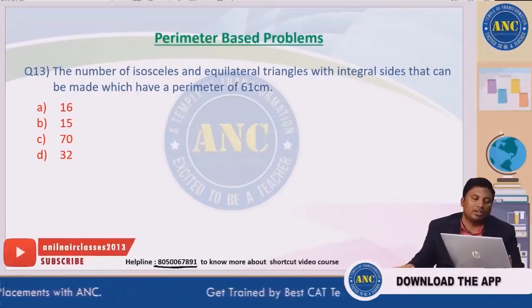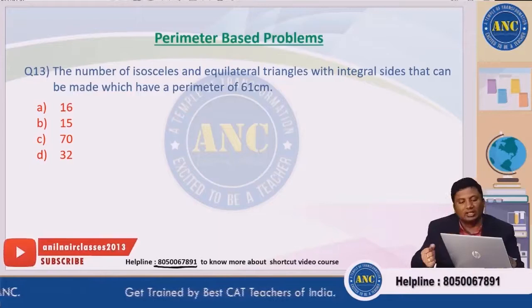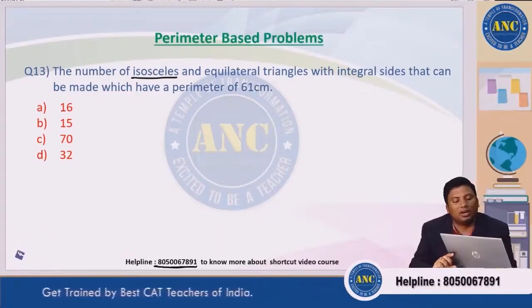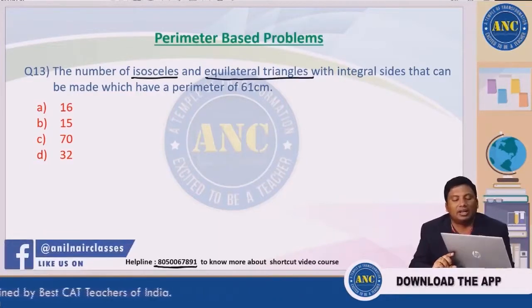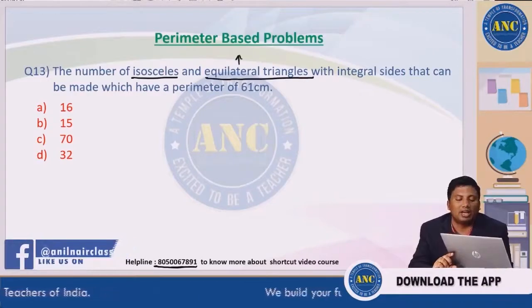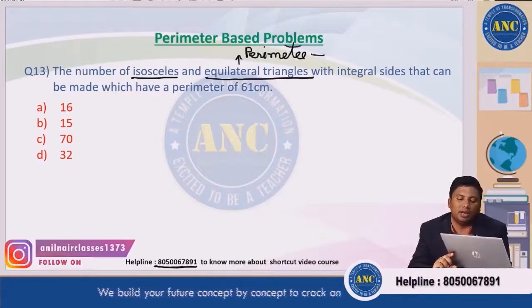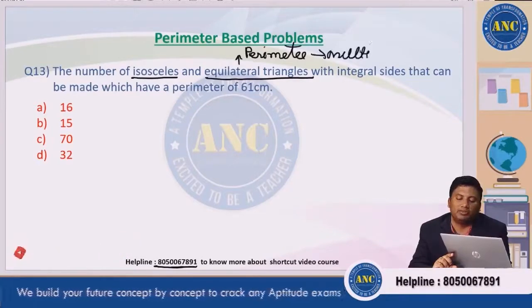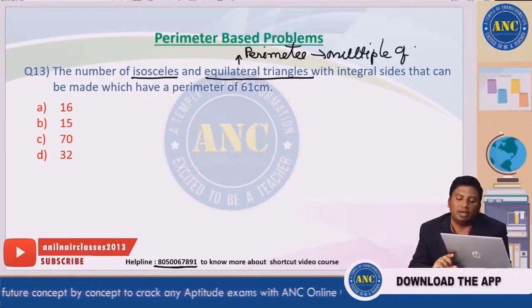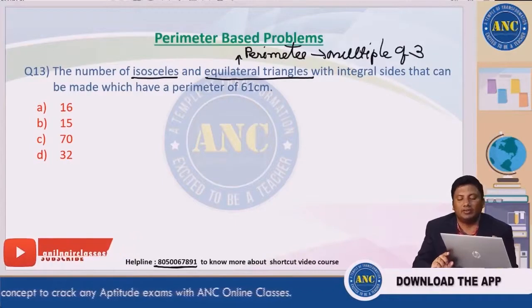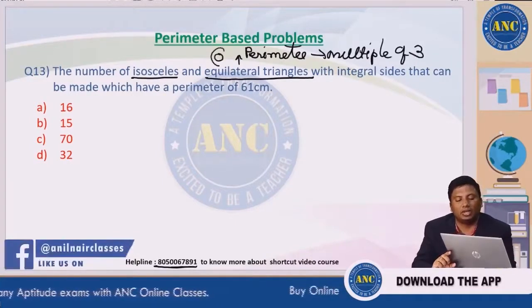Right? Now next one, question number 13, similar idea. Total number of isosceles and equilateral triangles. Equilateral triangle means perimeter should be a multiple of 3. 61 is not a multiple of 3, so this is 0.